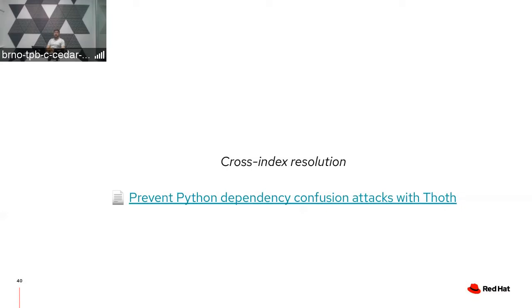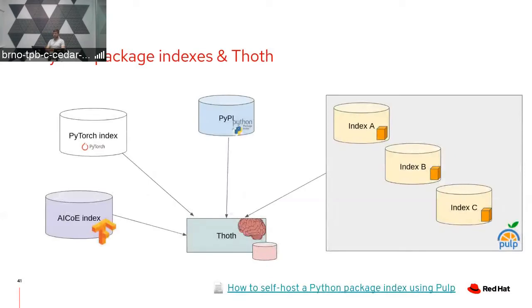Now let's take a look at cross-index resolution. If you are interested in this topic, feel free to check Prevent Python Dependency Confusion Attacks with Thoth. This is an article that was published on developers.redhat.com and discusses dependency confusion attacks and solutions that Thoth gives you. Thoth, as a cloud-based resolver, can be configured by a Thoth operator to monitor multiple Python package indices. So it can be configured to monitor package releases on different indices.